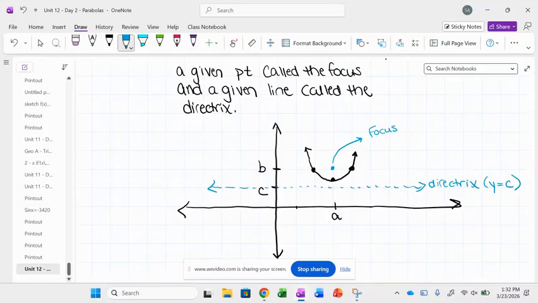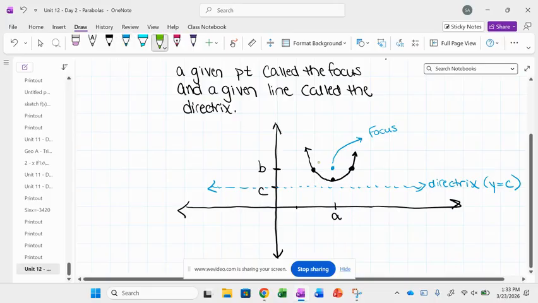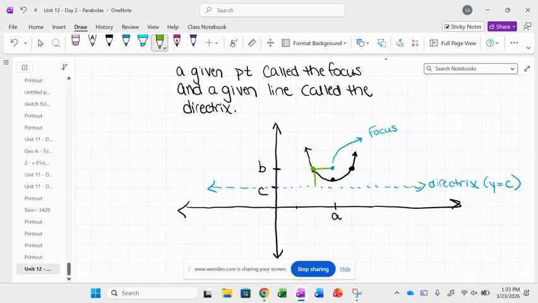Okay, what does this definition say now that we've gotten our diagram? What the definition says is in a parabola, every single point on the parabola will be an equal distance to the focus as it is to the directrix. What does that mean? That means if I have this green point here and you look at it, it's 1 unit to the focus and then 1 unit to the directrix. And that's not a coincidence. That is what a parabola is.